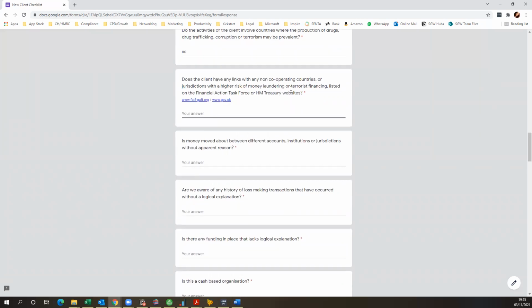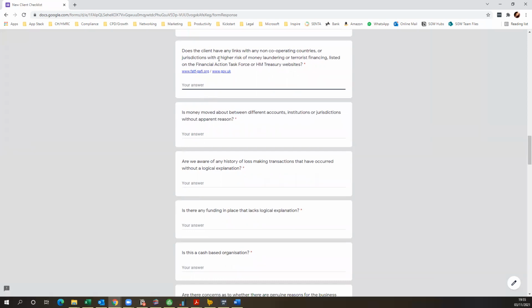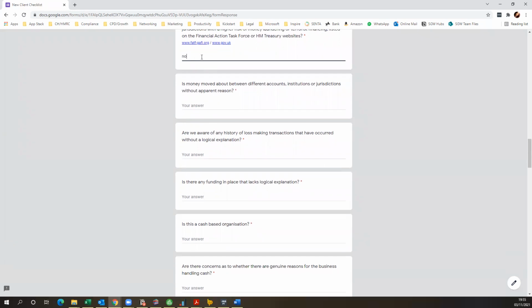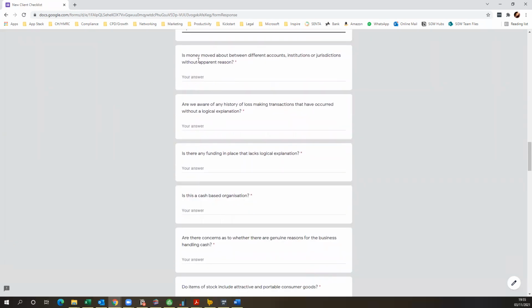Does the client have any links with any non-cooperating countries or jurisdictions with a higher risk of money laundering or terrorist financing, listed on the Financial Action Task Force or HM Treasury websites? Those are the two websites that you need. You'll probably have a gut feeling about some of the countries, but just click through to the website and it'll tell you whether that is a country to be concerned about.